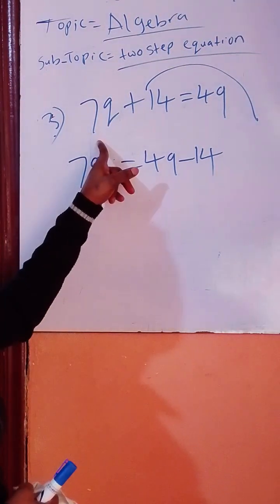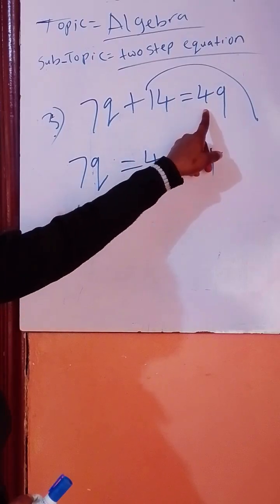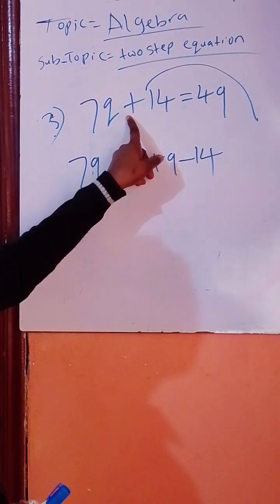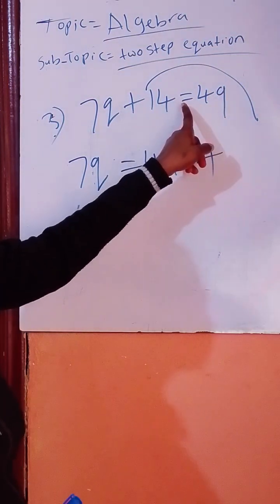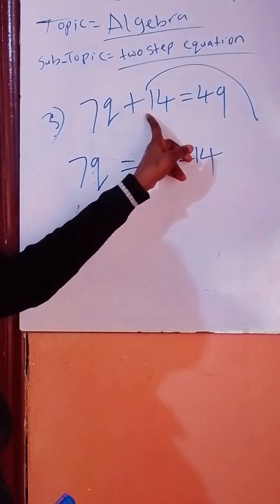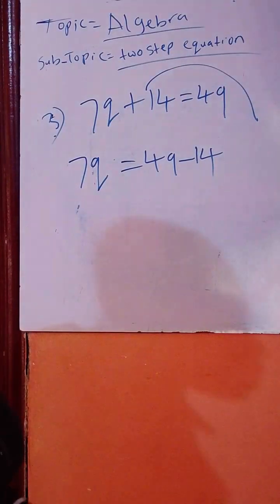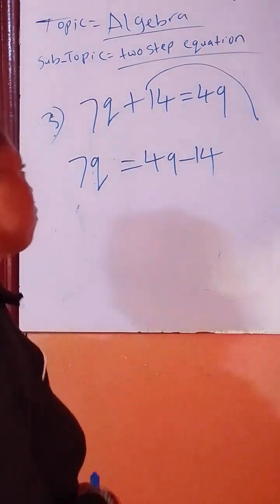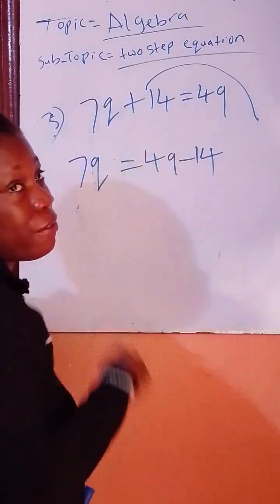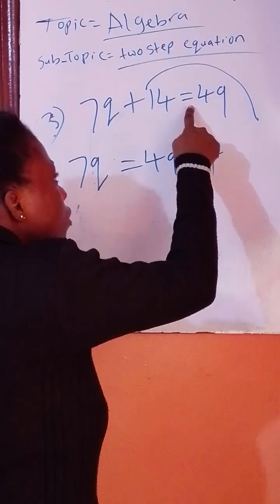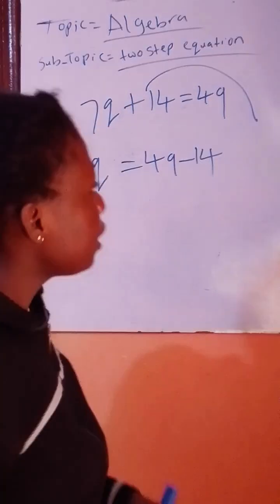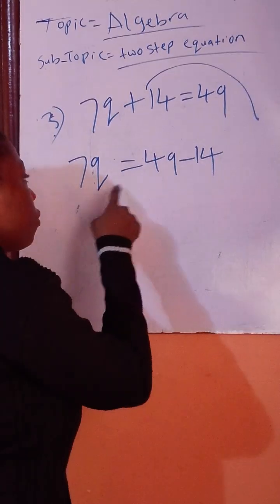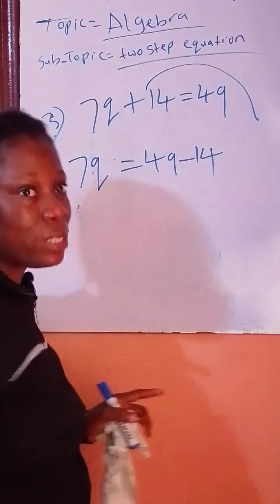You have 7q here plus 14 equals 49. Bring down your 7q equals. When this 14 crosses to the other side, the sign is going to change from plus to minus. Initially, this 14 is having plus, right? It crosses to the other side to meet 49, and the sign is going to change from plus to minus. Then we are having 7q equals 49 minus 14.